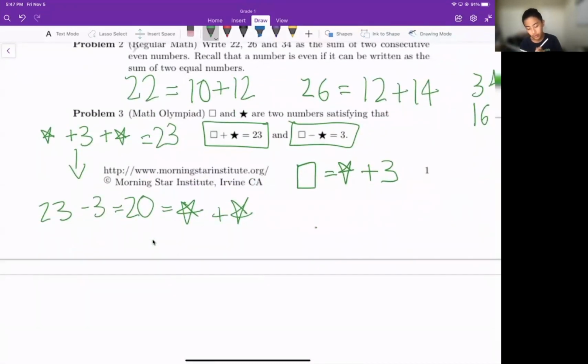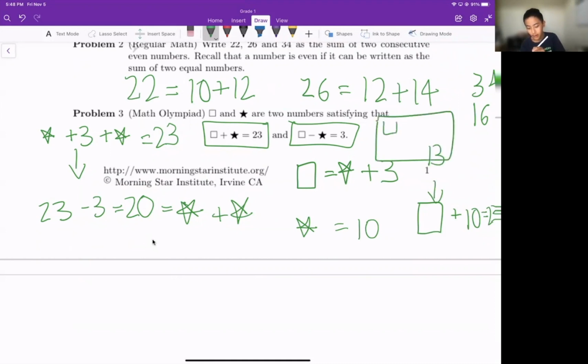So 1 star equals 10 because 20 divided by 2 stars equals 10. And from then on, we can know that a square plus 10 equals 23. So a square must be 13. Then, a square is 13 and a star is 10.